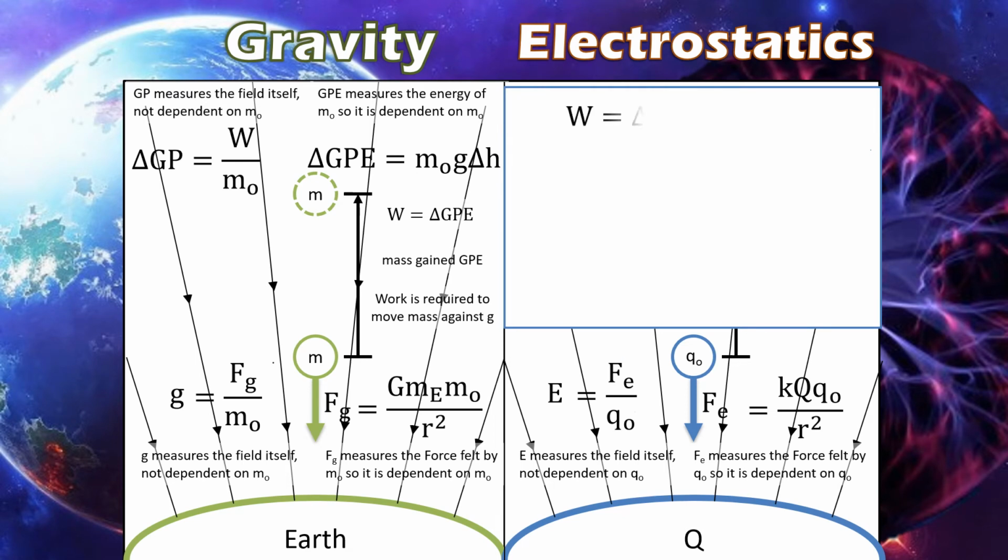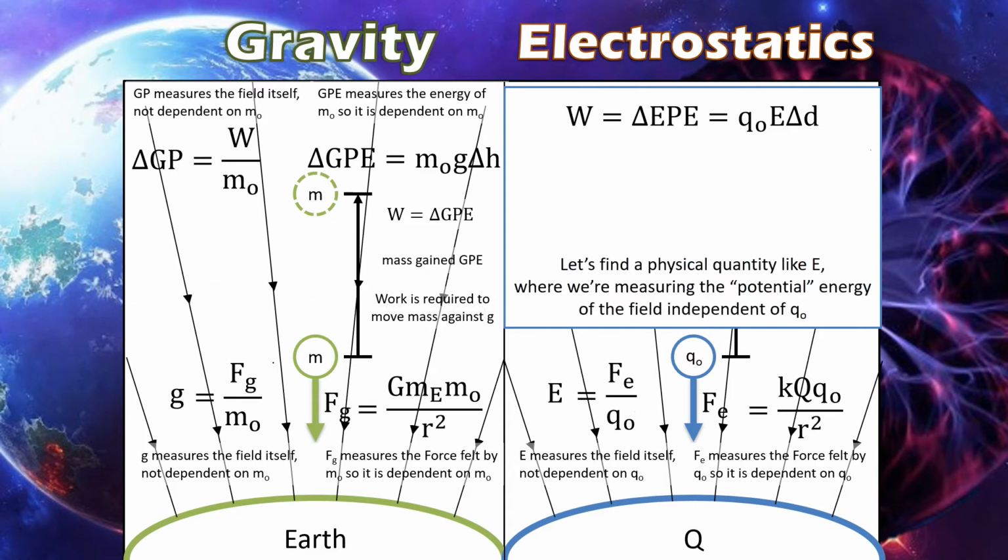So now we're going to derive that equation. This is what we have, QED. Let's make this independent of the charge. Let's find a physical quantity like E where we're measuring the potential of the field instead of measuring something that is dependent on the charge. So let's divide out the charge.